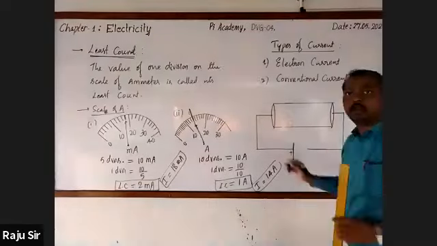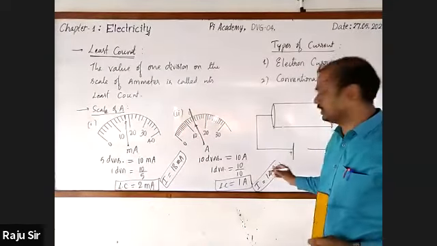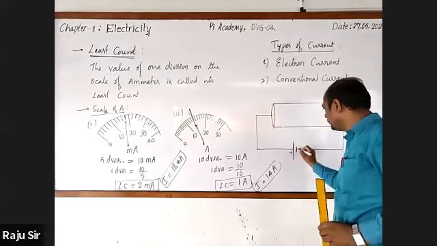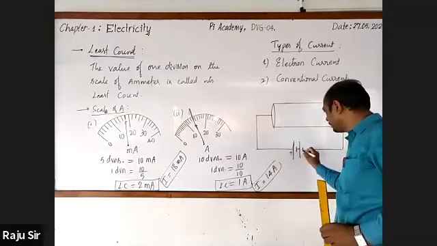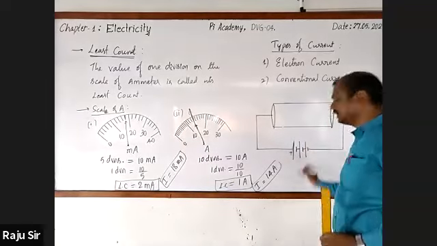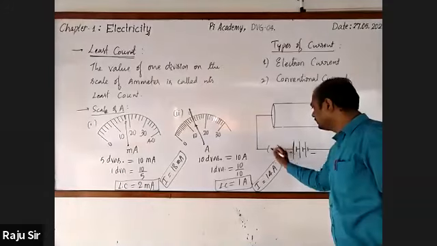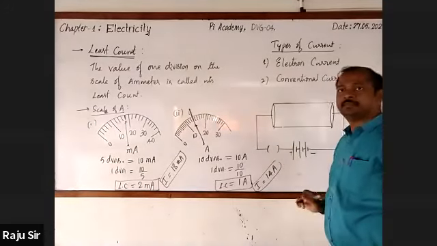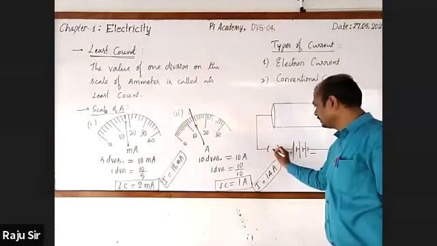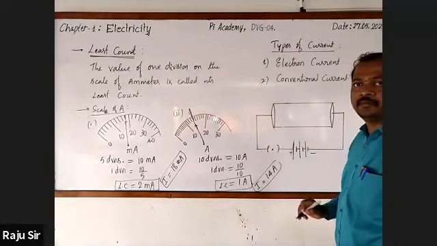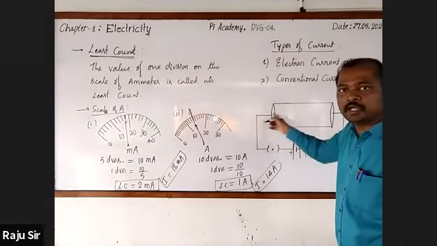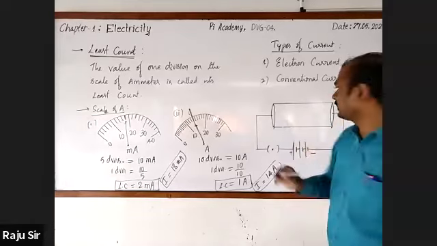And this is the positive terminal. You know that the longer line represents the positive terminal. You must draw negative terminal, positive, negative, positive, and then negative. If you want, you can mention the switch as well. Assume that the switch is on. Now show the direction of flow of electrons.